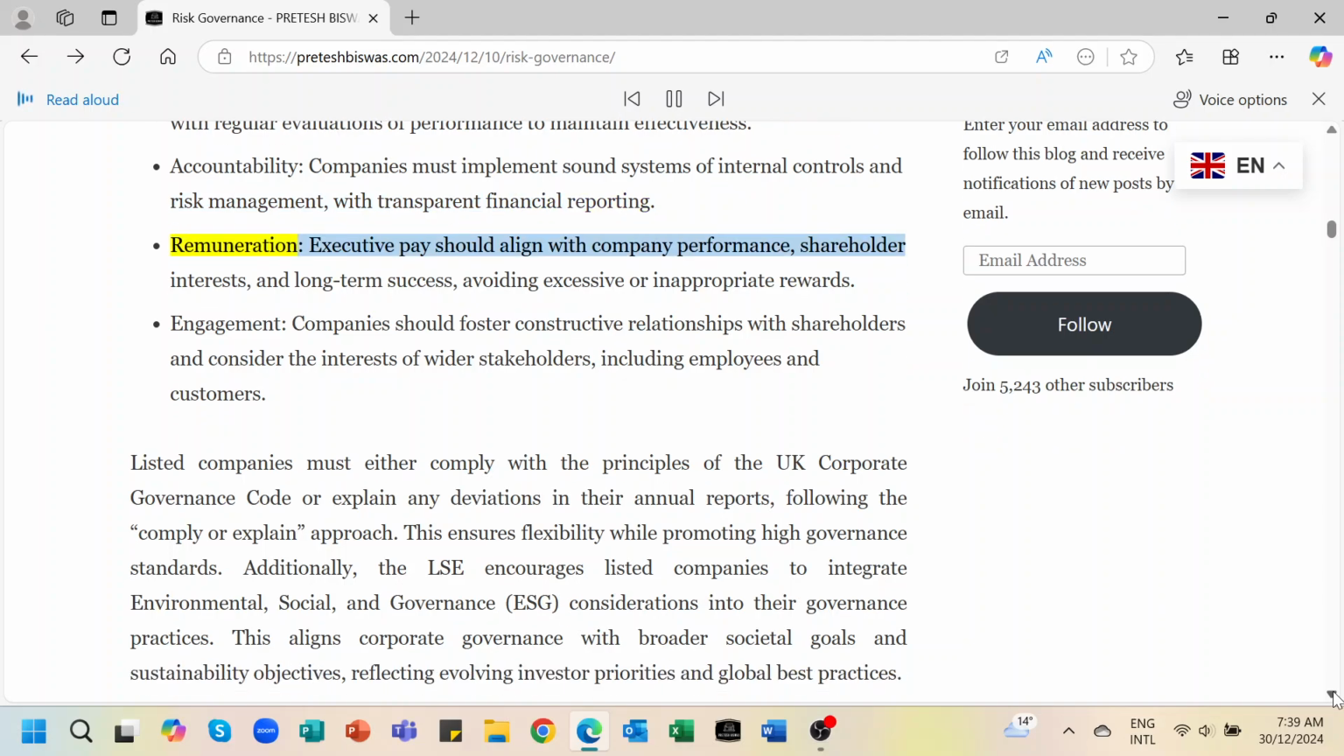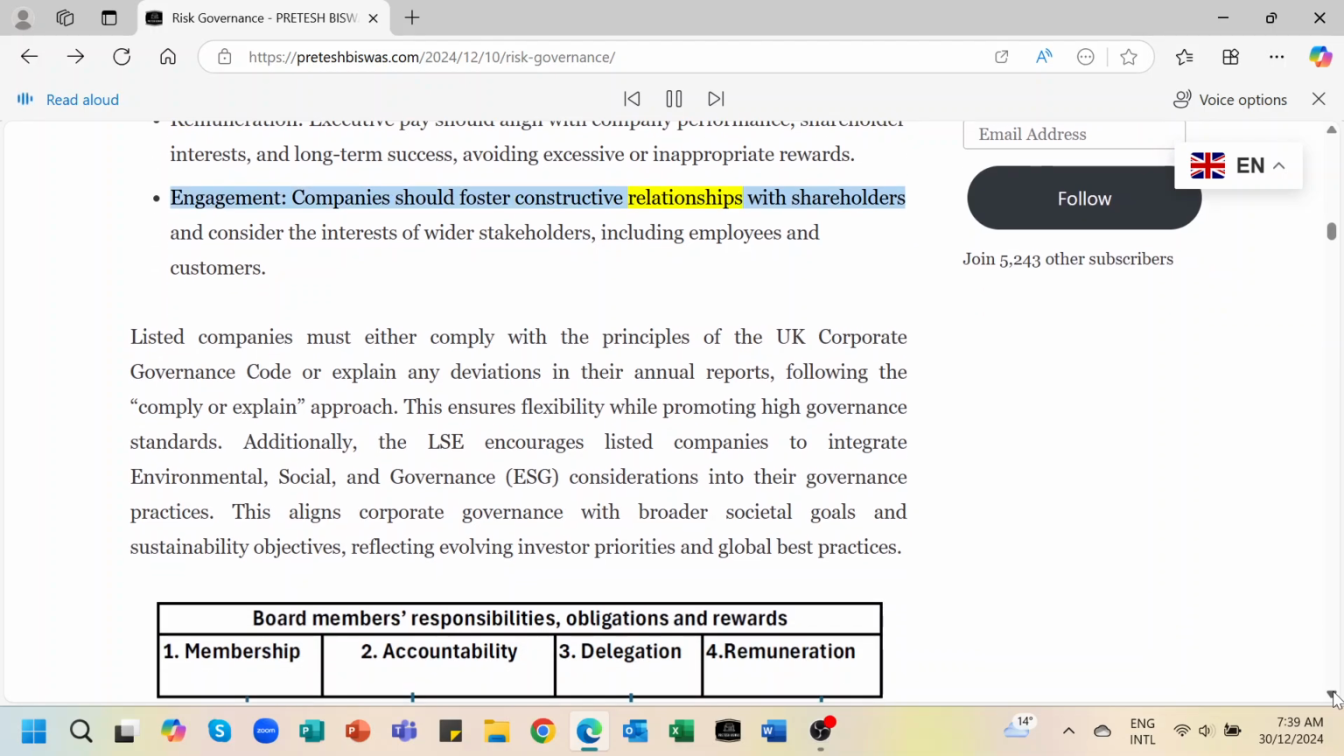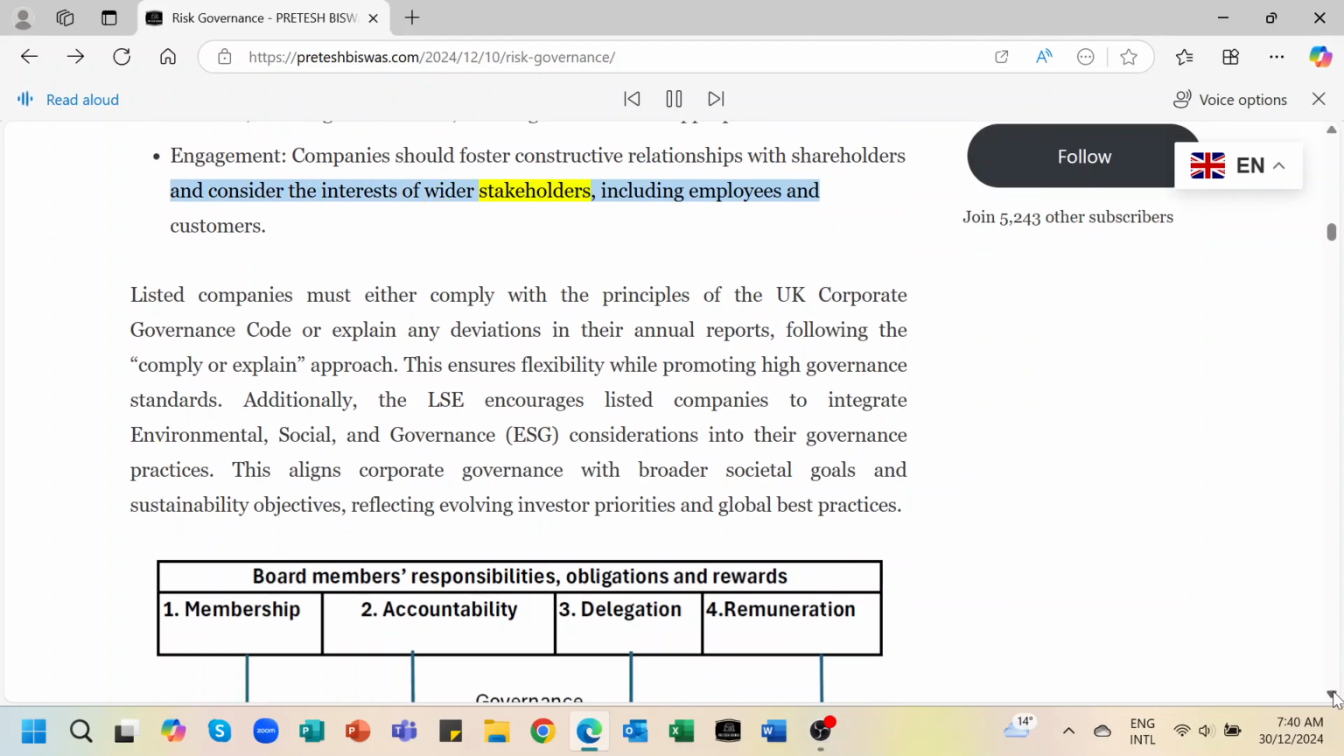Remuneration. Executive pay should align with company performance, shareholder interests, and long-term success, avoiding excessive or inappropriate rewards. Engagement. Companies should foster constructive relationships with shareholders and consider the interests of wider stakeholders, including employees and customers.